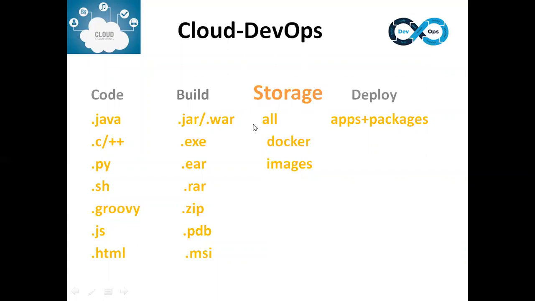For example, in QA you want to deploy the latest version, but in pre-prod you want to deploy a version which is not the latest. In that way, you can differentiate and pick the versions from the storage servers and deploy them to the deployment stage. That is the major advantage.